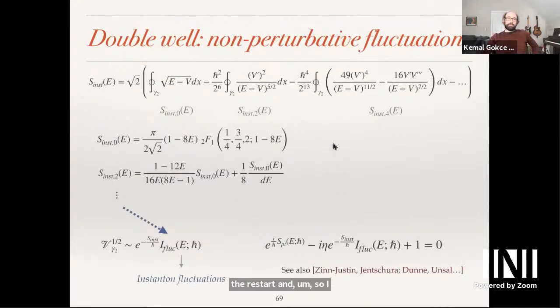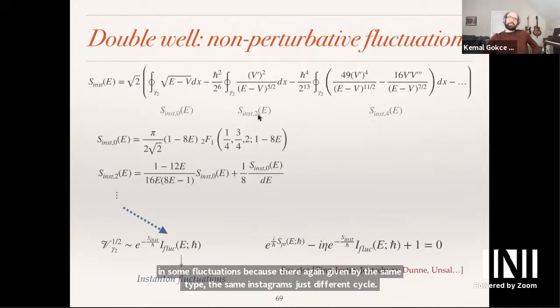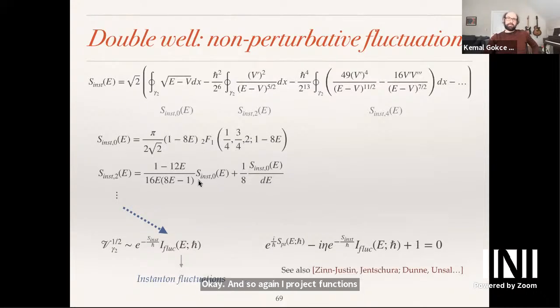I can similarly work out the instanton fluctuations because they are again given by the same type of integrands, just a different cycle. It's again a hypergeometric function, slightly different, same story, and these correction terms will give me fluctuations around the instantons. And then the exact quantization condition can be put into this form where I have the classical action and some function.